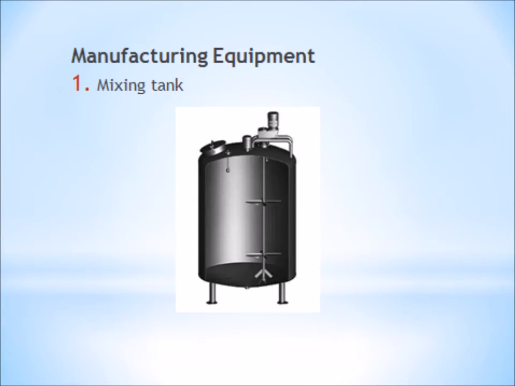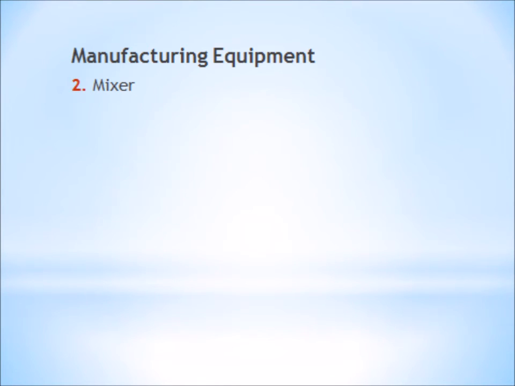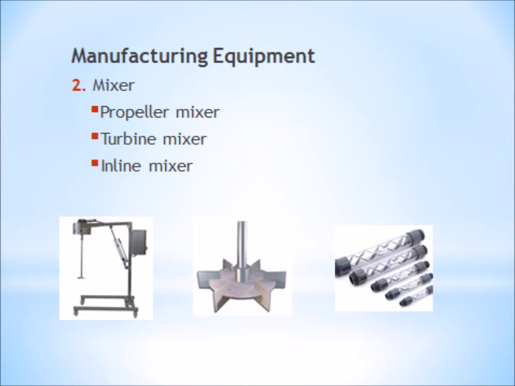Manufacturing equipment. Number 1, mixing tank. Number 2, mixer. Example, propeller mixer, turbine mixer, and inline mixer. Number 3, clarification system.